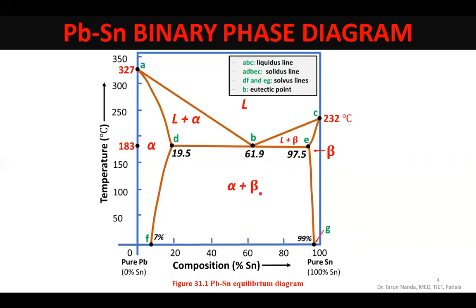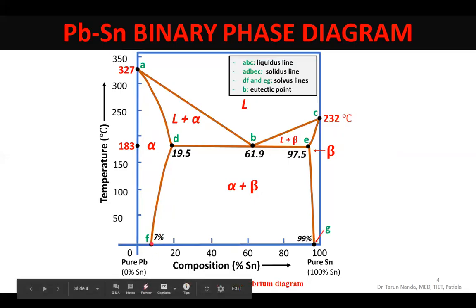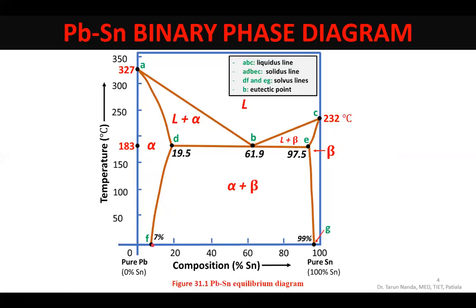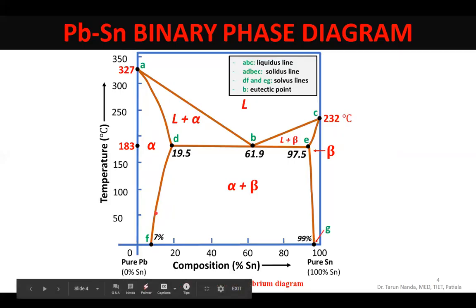But alpha and beta will not continue to contain these maximum amounts of solutes in them. As the temperature drops below 183, you will see alpha will precipitate tin out of it. Here it is 19.5, but here at 0 degrees centigrade, what is the amount of tin in alpha? It's only 7%. Somewhere over here it's only 8%.